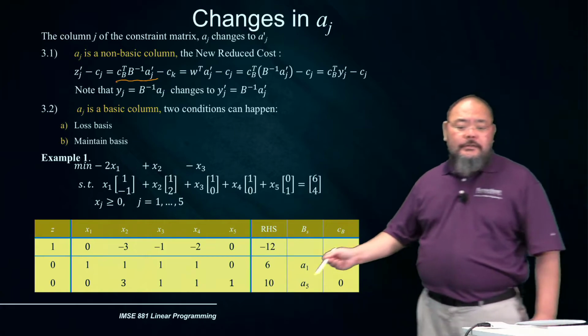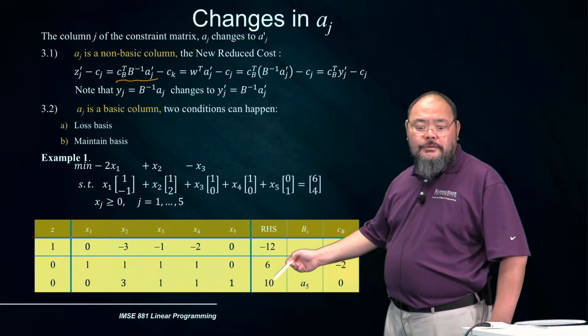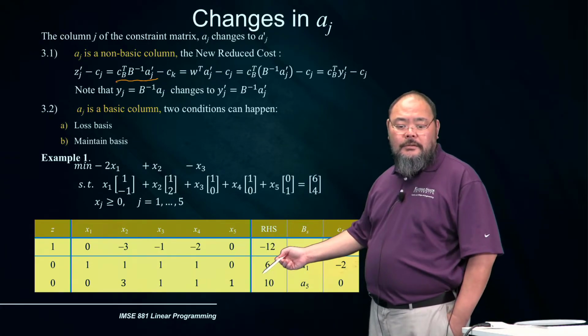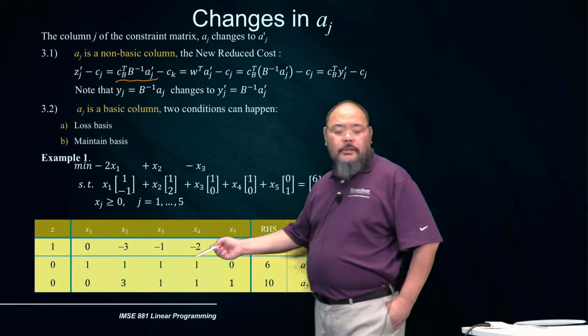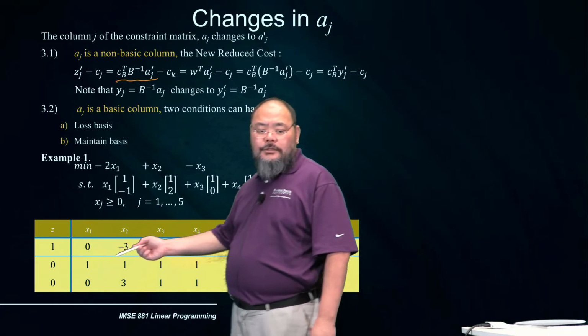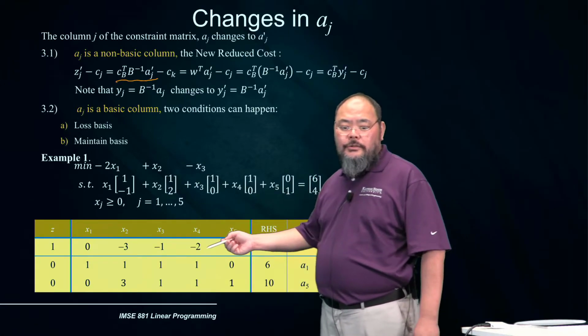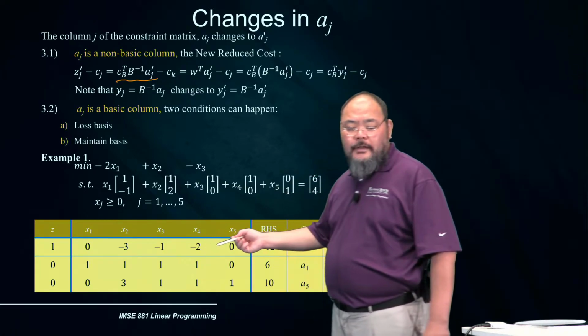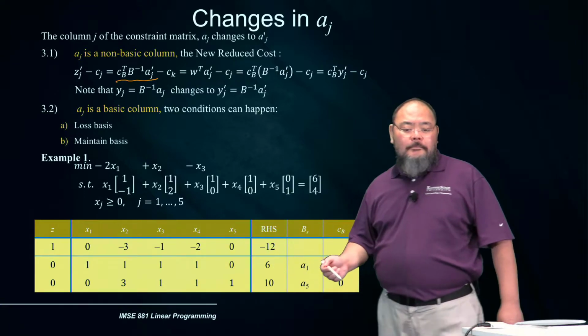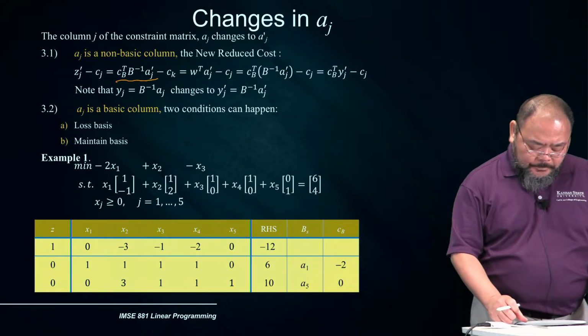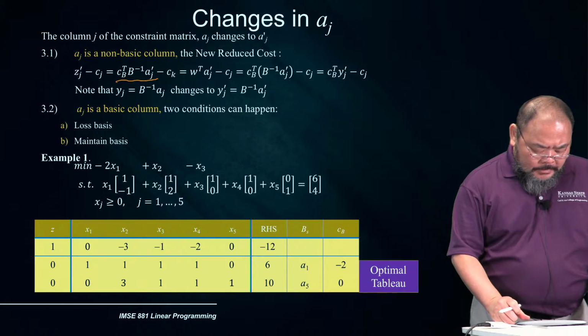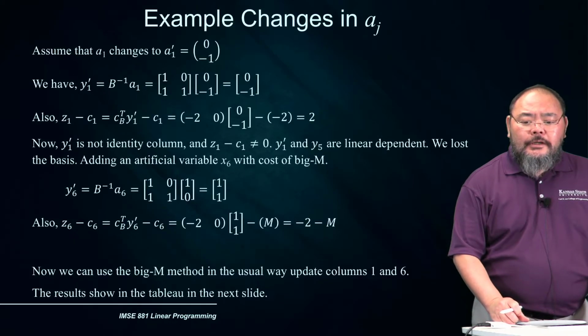The reason is all the right hand side, which is the current basic solution, is feasible. All the zj minus cj is less than or equal to 0. We know all the dual constraints are satisfied, so it's dual feasible as well. So this is the current optimal tableau.